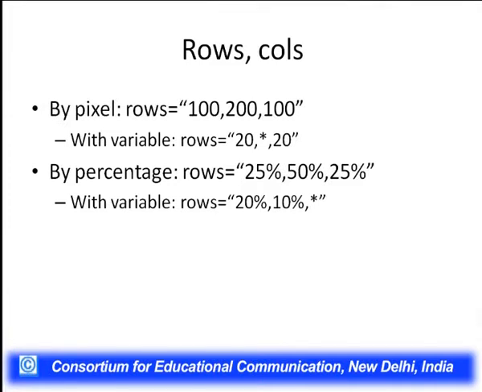In this case the first and the third row will be of 20 pixels and the second row will be the remaining. Here star means whatever is left will be given to the second row.